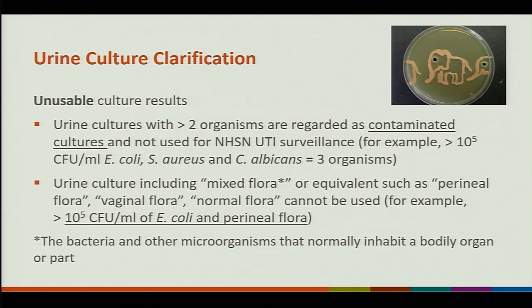For usable culture results, remember, you have to have no more than 2 organisms. So you may have, for example, contaminated cultures that are not used for UTI surveillance. For example, greater than 100,000 E. coli, Staph aureus, C. albicans. That's 3 organisms, but you only got one number there, right? So just remember, only two, just like Noah.